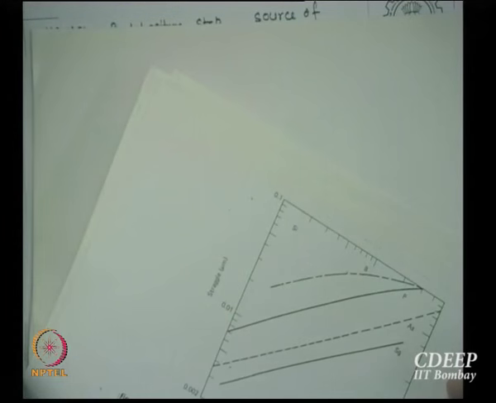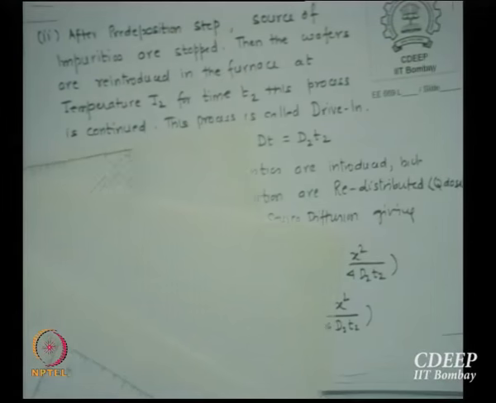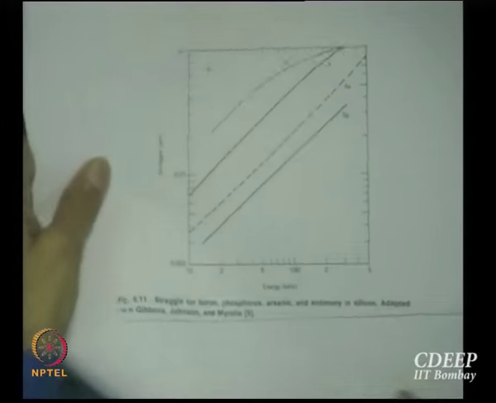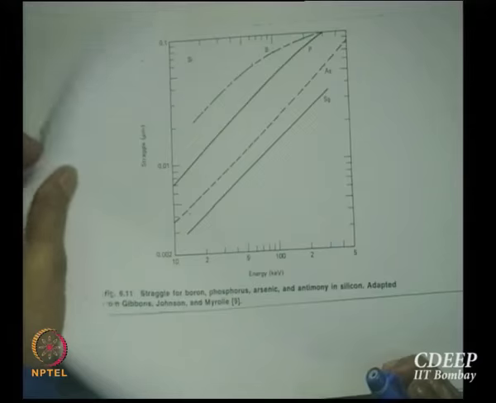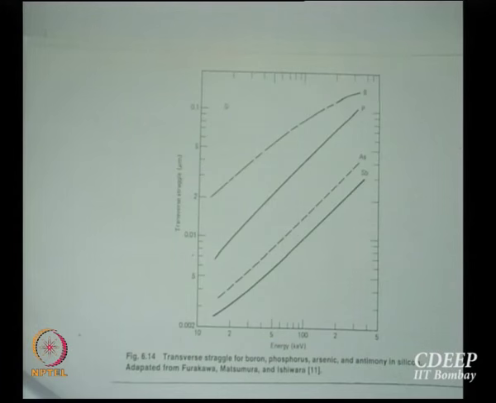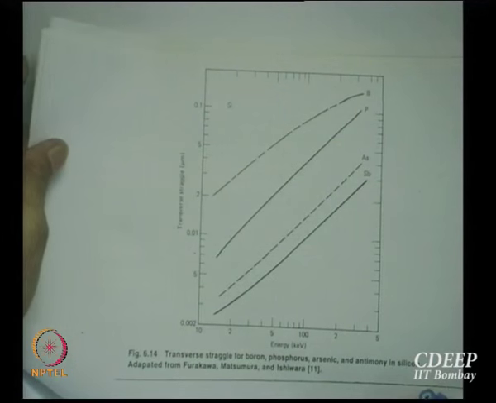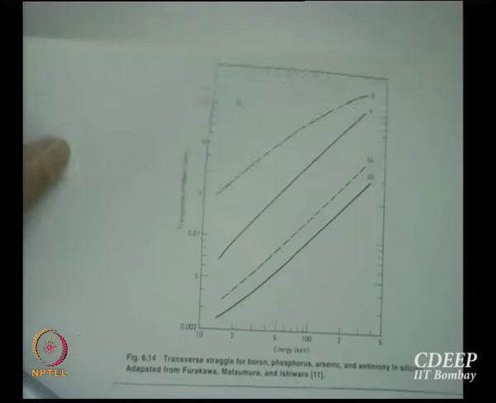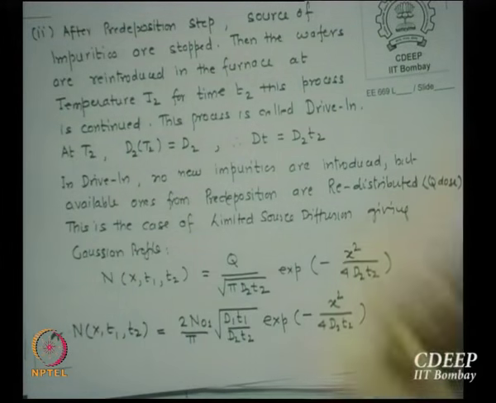Then there is a graph for straggle versus energy. Straggle is the variation, we will see that delta. Straggle versus energy for all impurities of choice. Then there is transverse straggle, lateral straggle, this is transverse straggle. And this is most important, this you learn now before we quit.